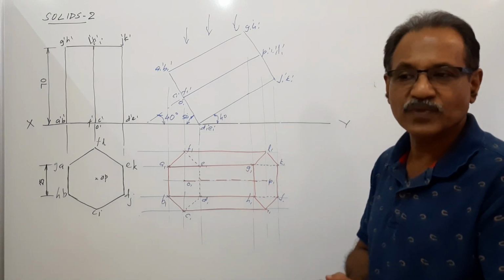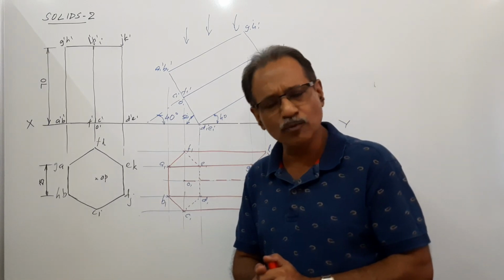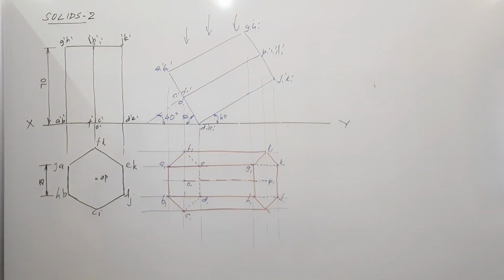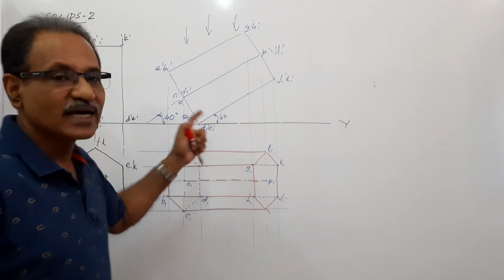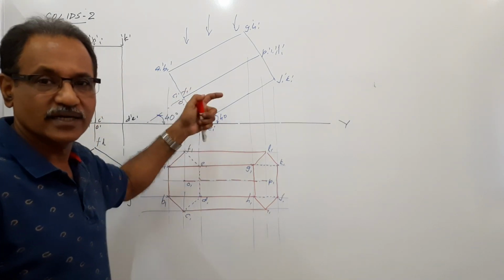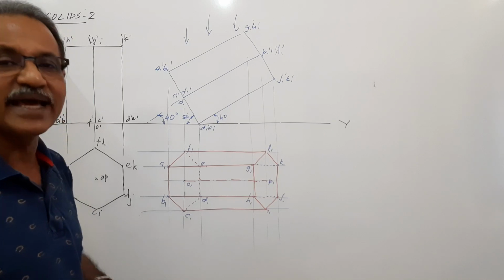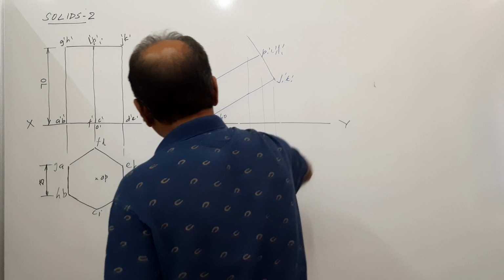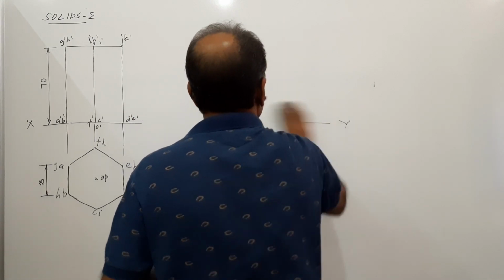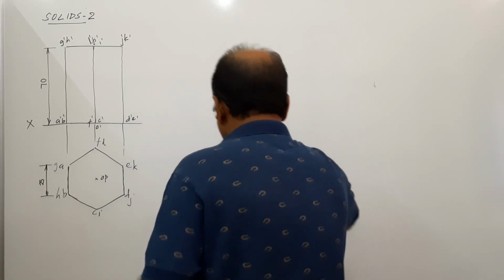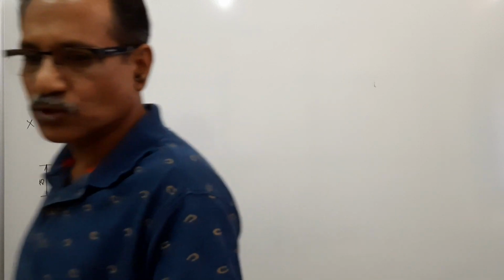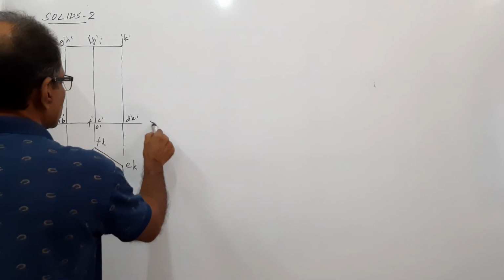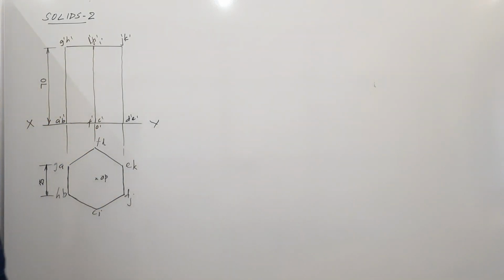I hope you understand. Now, this sort of question can be solved by another method called the auxiliary projection method. This is called the redrawing method. The other is called the auxiliary projection method. I am going to show that. Here we draw a small XY line. In the previous case, we drew a long XY line. Here we draw a small XY line and draw the same simple position plan and elevation.